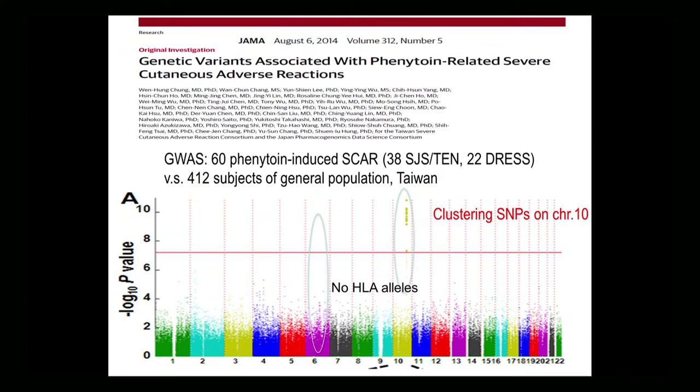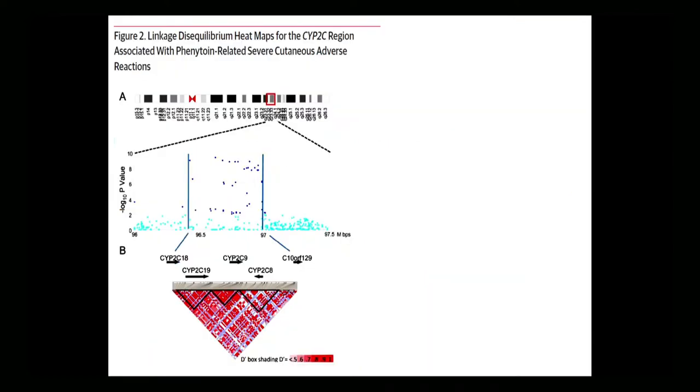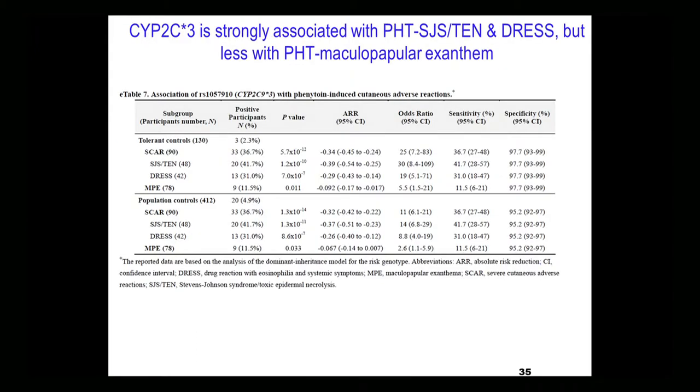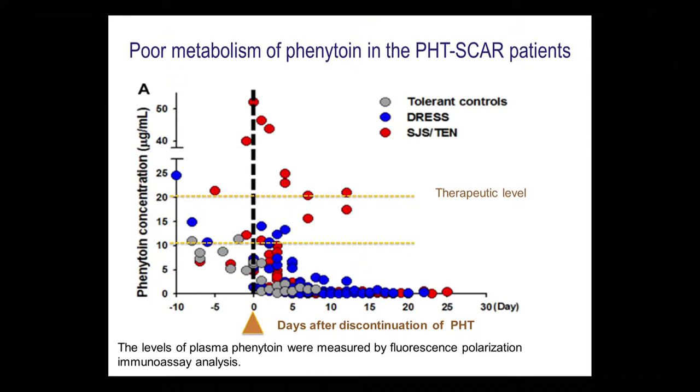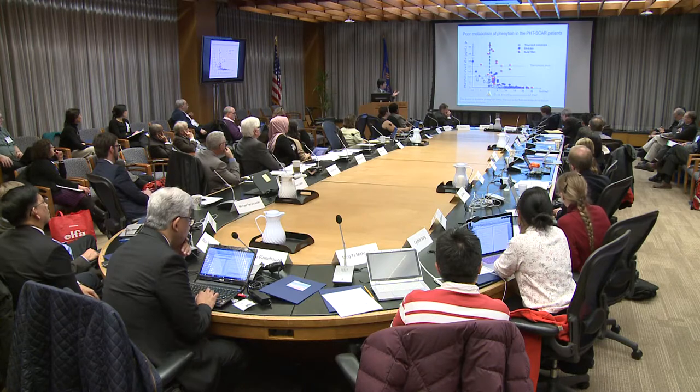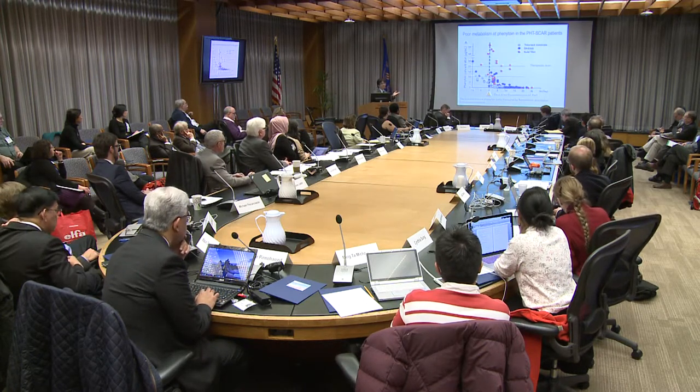B1502. By coming out of the genome-wide association, we found the significant associated allele is outside of the HLA allele. It is within the metabolizing enzyme, CYP2C9 and 2C19. So the gene linked to phenytoin Stevens-Johnson syndrome is actually the metabolizing enzyme for phenytoin itself. The 2C9 variant is an enzyme variant that can affect the enzyme activity to metabolize phenytoin. When we look at the serum level of phenytoin, indeed we found that patients with phenytoin-induced reactions have a higher drug concentration, even after they stop the phenytoin. Then the patients have poor metabolism of the drug.